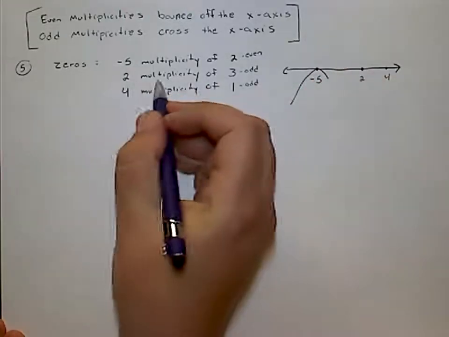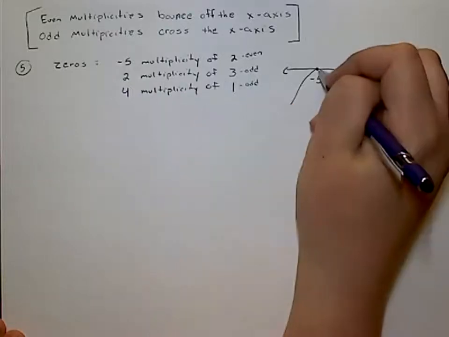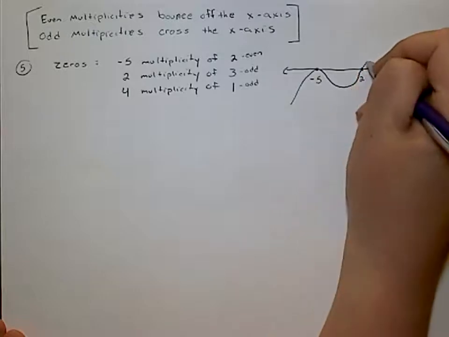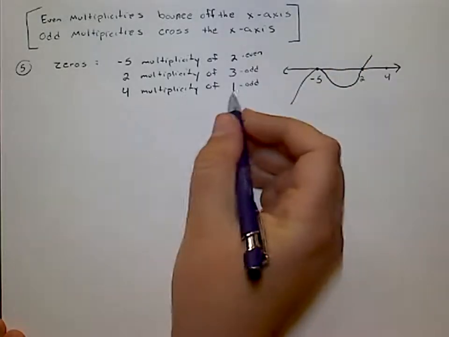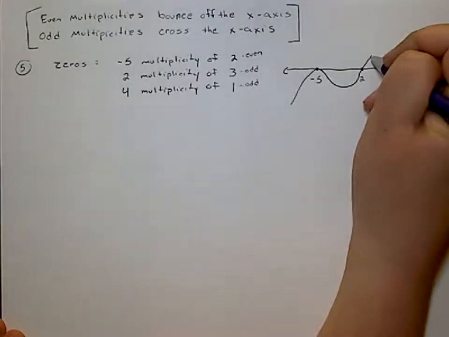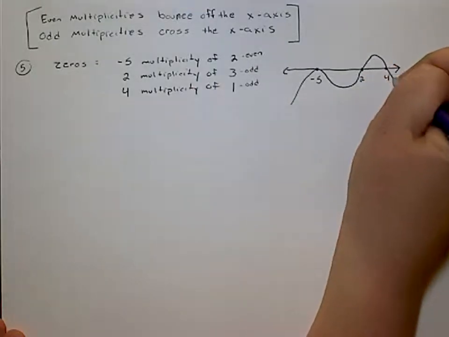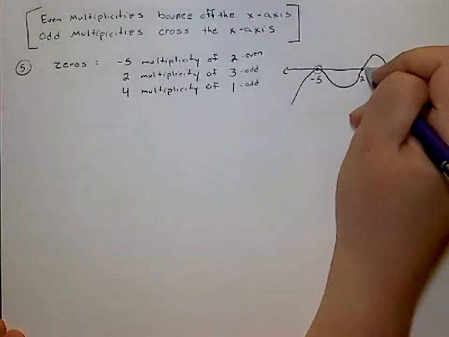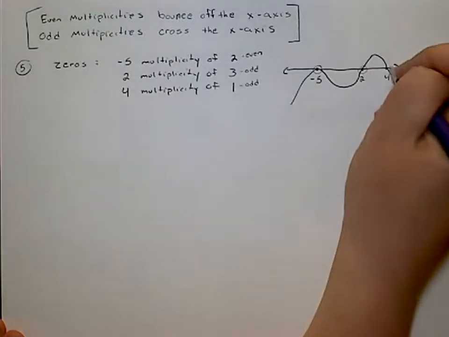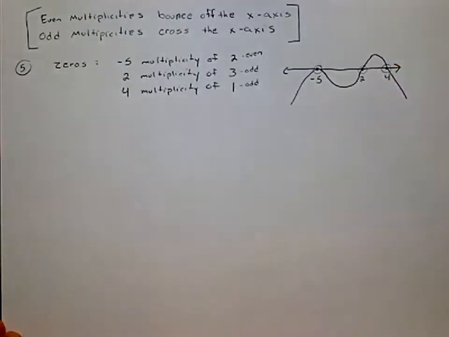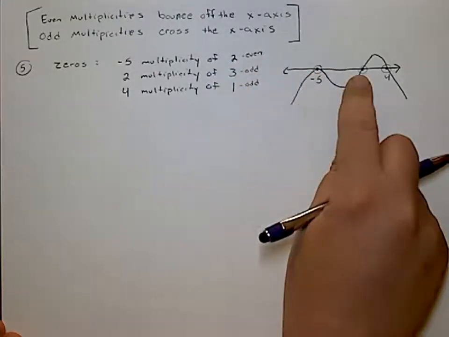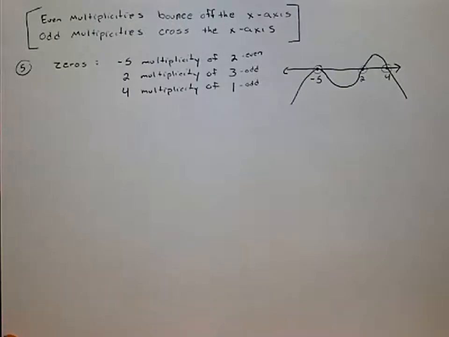Okay? 2 has a multiplicity of 3. So that means that it's going to cross through. And then 4 has a multiplicity of 1. It's an odd multiplicity. So it is also going to cross through. So we have a multiplicity of 2 here that bounces, a multiplicity of 3 here that crosses, and a multiplicity of 1 here that crosses. Right? Because we are even, odd, and odd. So bounce, cross, cross. All right, one more example of this.